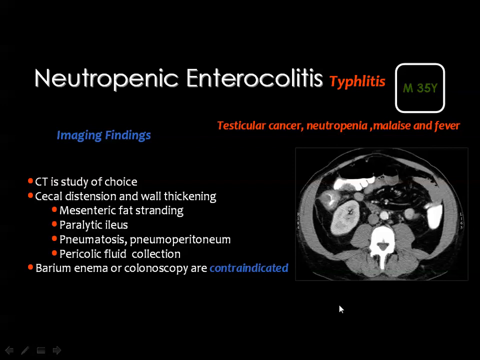fat. Of course, you know that in these inflammatory conditions, neutropenic enterocolitis and pseudomembranous colitis, as well as diverticulitis, barium enema and also endoscopy are usually contraindicated. And the most reliable way for the diagnosis is the CT scan. Then you see cecal distension and wall thickening with fat stranding, and may result from paralytic ileus at this region with dilatation of the proximal bowel, pneumatosis and pneumoperitoneum, and pericolic fluid collection.